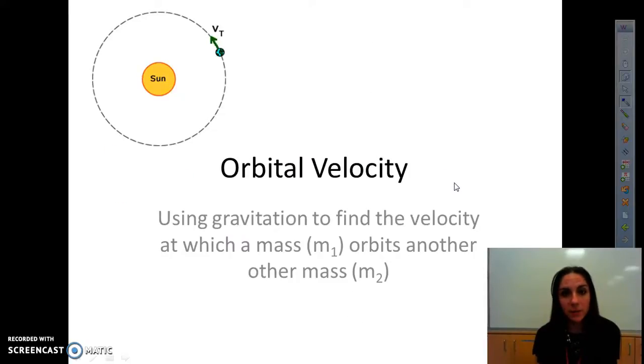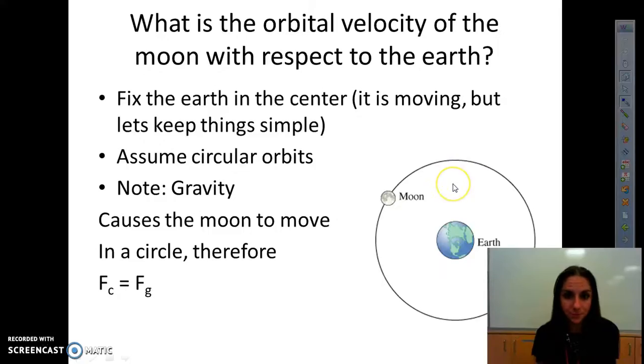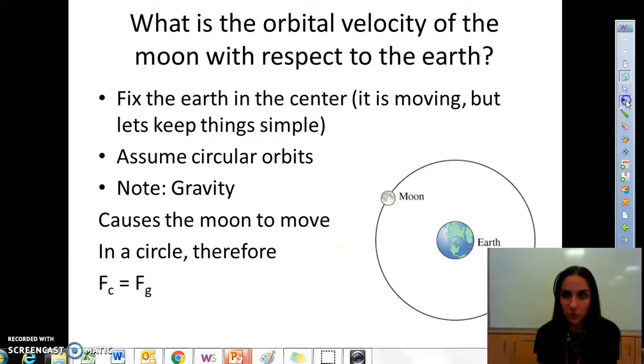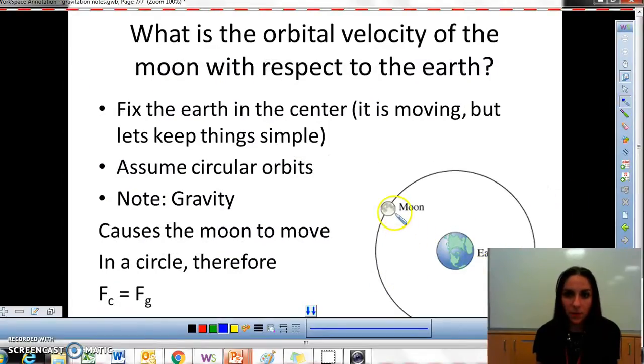Alright, so the last thing we're going to calculate is orbital velocity and relate that to Kepler's laws. If you take a look here, we have the Earth and the Moon, and the Moon is making a circle around the Earth. We know that the Moon is being attracted to the Earth with the force of gravity, just as much as the Earth is pulling the Moon.